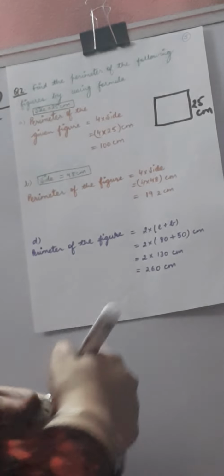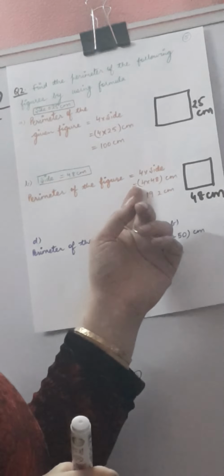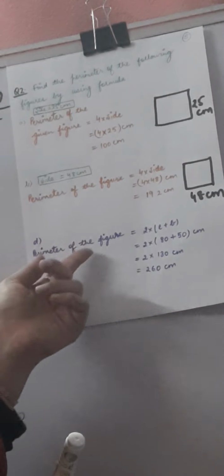Next is also a perimeter and the side is given to you, 48 centimeter. So put the formula here. Perimeter of the square is 4 into side. 4 multiplied by 48 centimeter is equal to 192 centimeter.